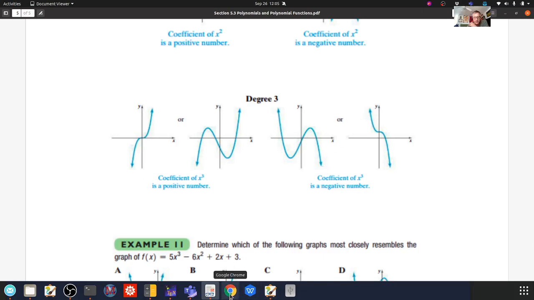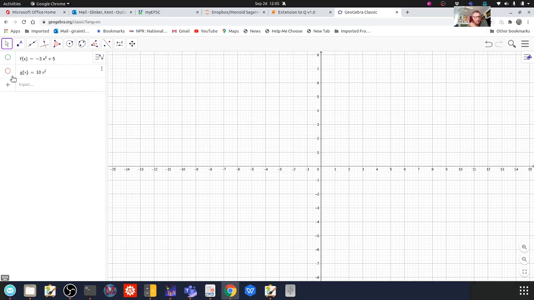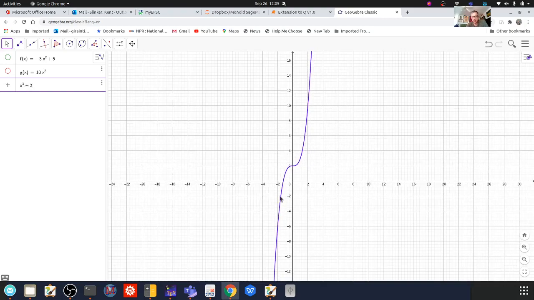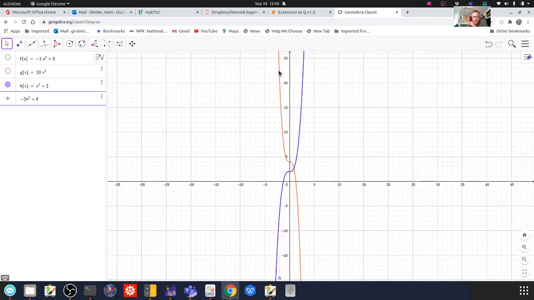So let's look at two examples of that. X cubed plus 2. So again, it's exiting in the first and the third quadrant because the coefficient on the degree 3 term is positive. Now we'll do minus 2x cubed plus 4. And here we see it exiting in the second and the fourth.